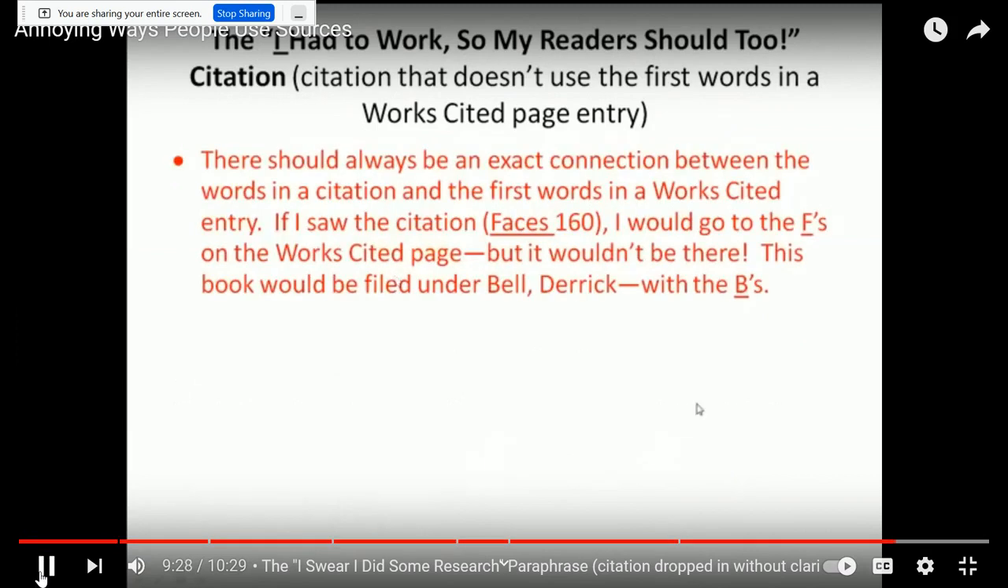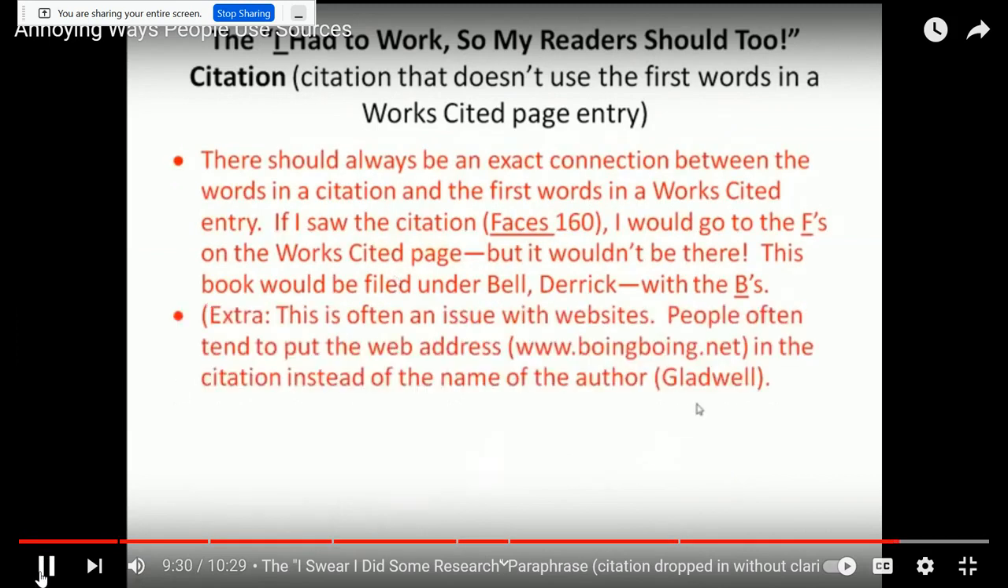I basically just said all this. Extra. This is often an issue. In other words, people often mess this up with websites. It's really common for people to want to put the actual web address in there, but according to MLA format, and APA format, you put the last name of the author, or perhaps it would be the title of the article. It's whatever the first thing is that you find on that works cited entry.